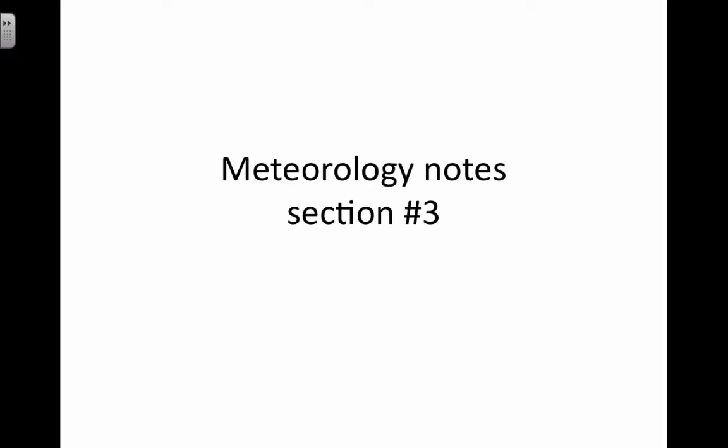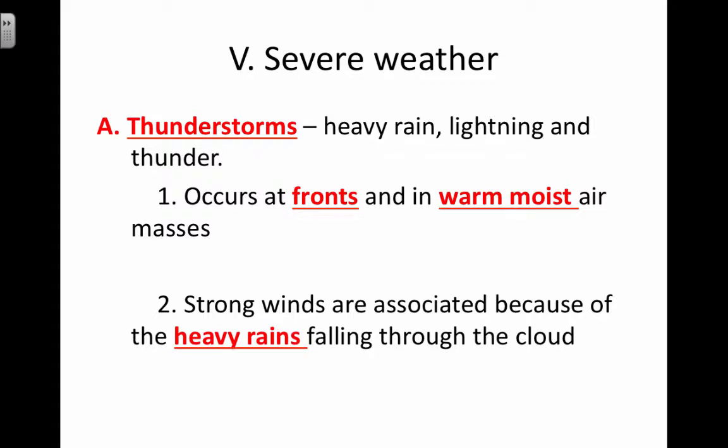So now we're moving on to meteorology notes number 3, and this is severe weather. Thunderstorms, heavy rain, lightning, thunder. These are going to occur at fronts, usually cold fronts and occluded fronts, and in very warm, moist air masses.